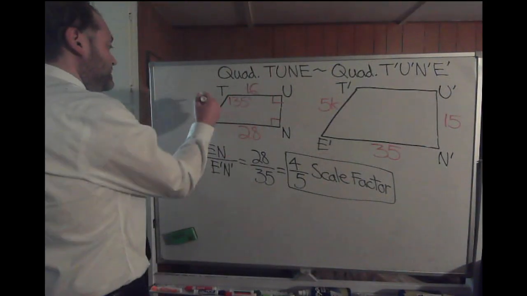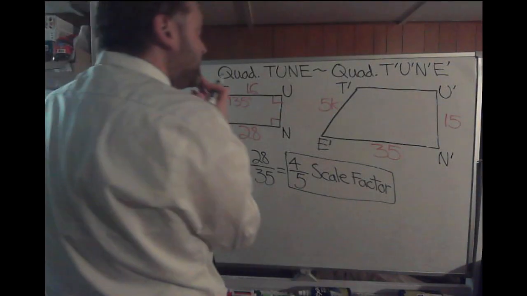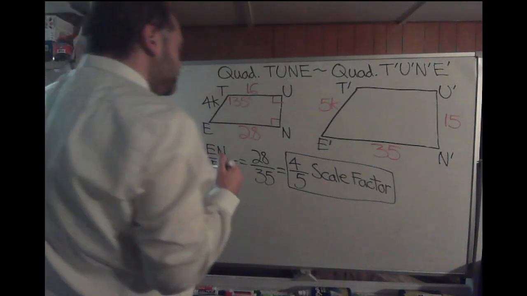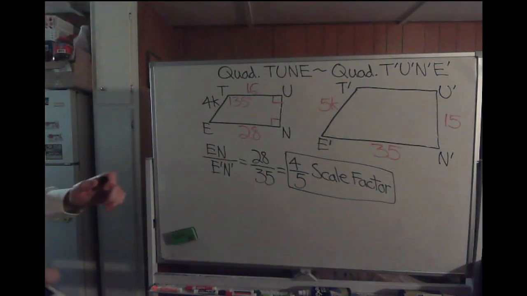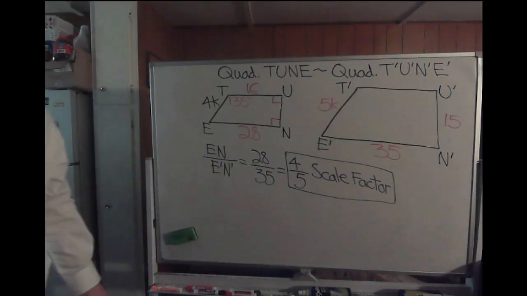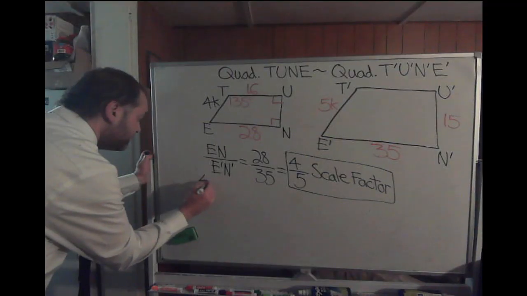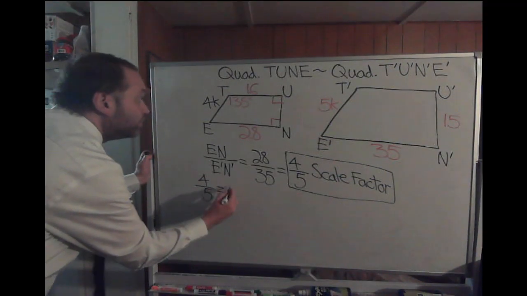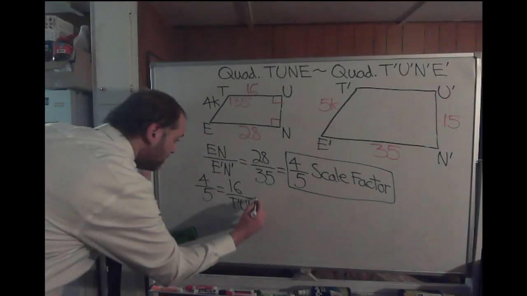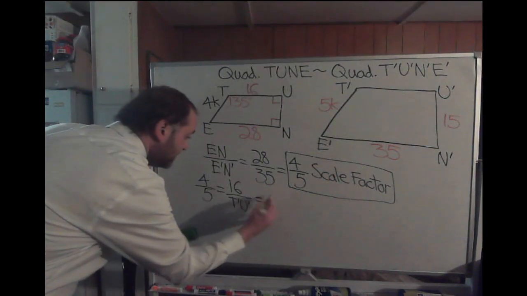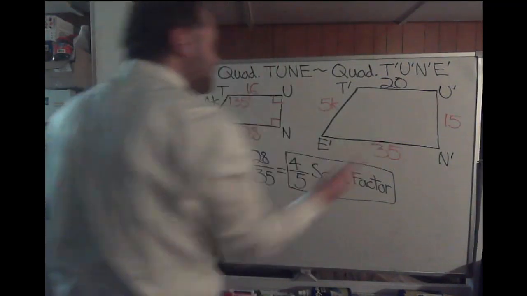You know what? I should have kept it. Oh well. So this is 4K, 28, 35. Let me find T prime U prime, because we're going to figure out next the scale factor of the perimeters of each quadrilateral. Okay? So let's see. 4 to 5 is equal to 16 over T prime U prime, so TU would have to equal 20. Okay. T prime U prime is 20.